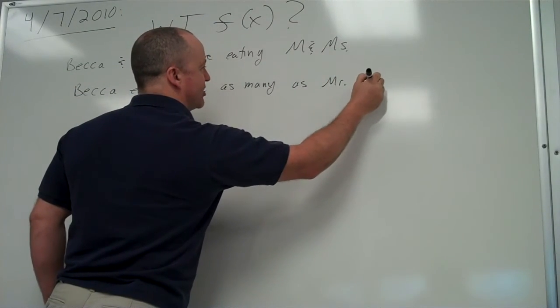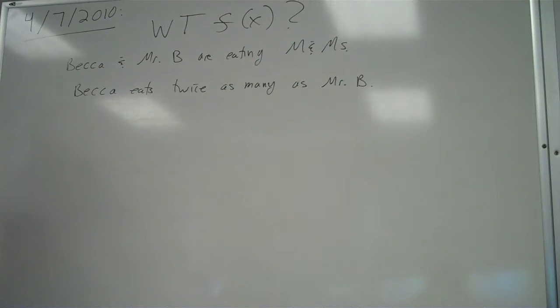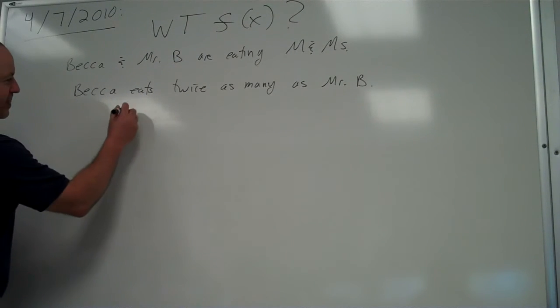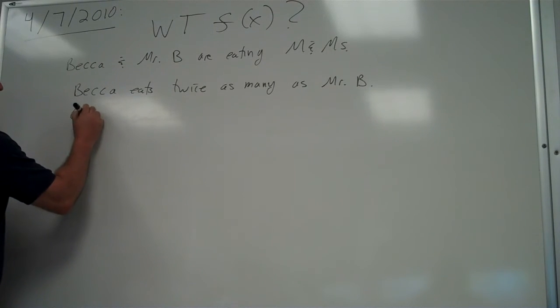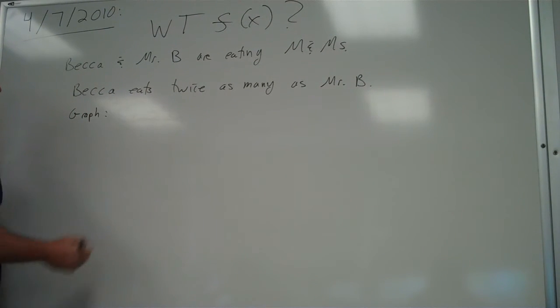If I eat one, how many does she eat? 2. If I eat 12, how many does she eat? 24. If I eat 100, how many does she eat? 200. Well, maybe you should stop giving them to her. That would be selfish.